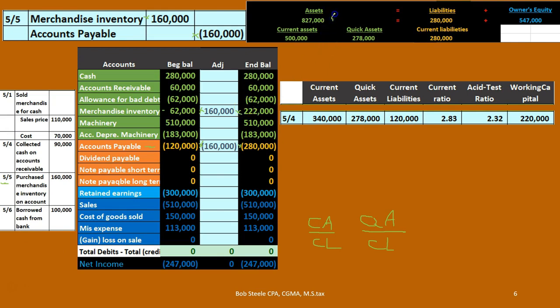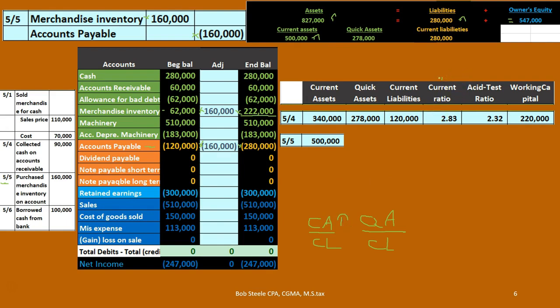The total assets increased because we increased the merchandise inventory. Liabilities went up because we increased the liabilities here, and the equity has no change. So then if we think of the current assets, it includes inventory. Inventory went up, so current assets are going to go up. Notice that's part of our ratio down here. The numerator will change for the current ratio.